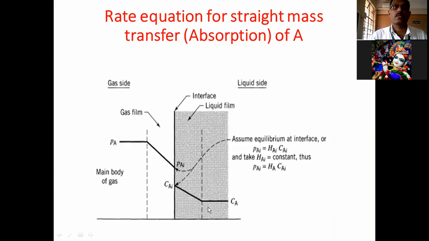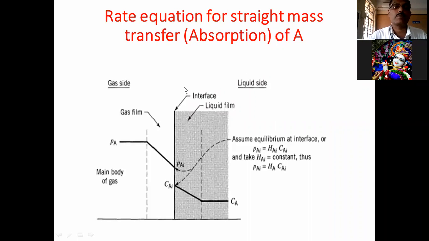Initially there is no A in the bulk of the liquid. A concentration difference occurs, and A is transferred from higher concentration to lower concentration, meaning A is diffused through the liquid film. The concentration drops from CAi to CA, where CA is the concentration of A in the bulk of the liquid.